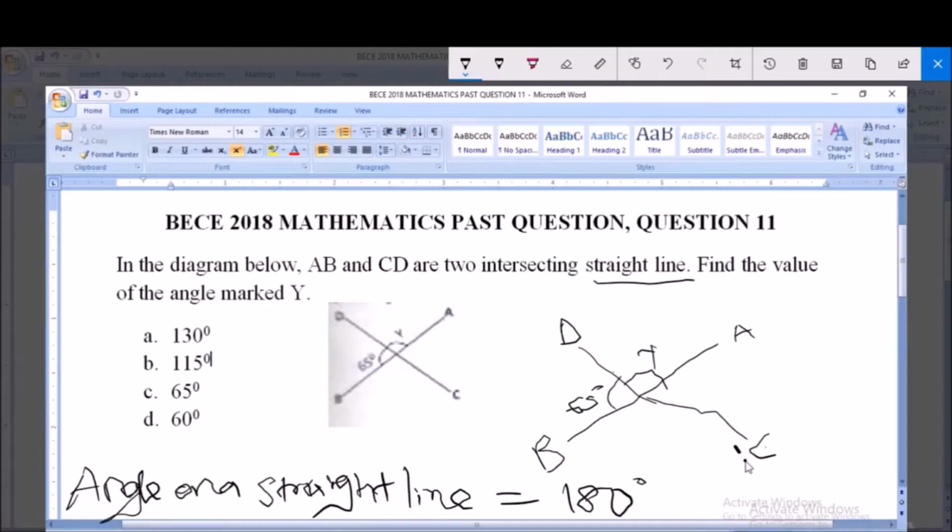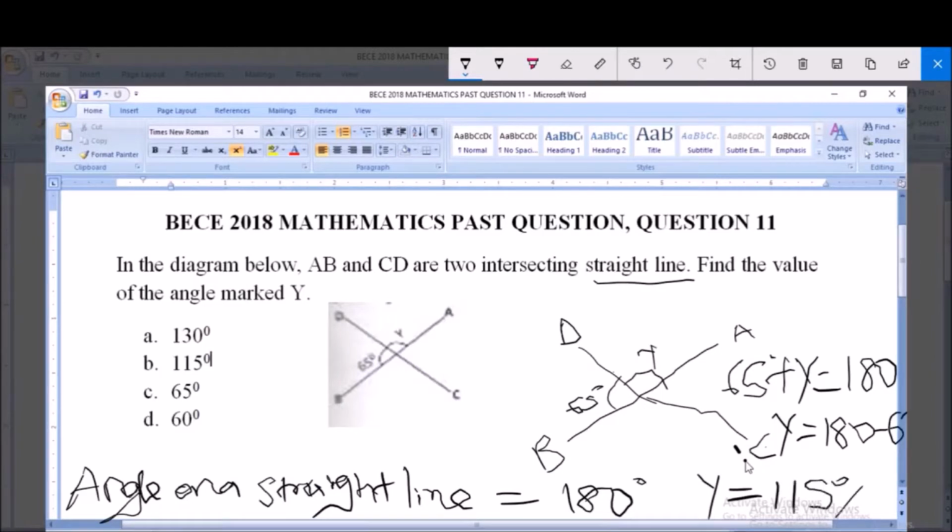So to find Y, what do we say? We say 65 degrees plus Y is equal to 180, because it's angles on a straight line. Angles on a straight line equal 180 degrees. So to solve this, 65 degrees plus Y is equal to 180. Now Y is equal to 180 minus 65. Therefore Y will be equal to 115 degrees. So the answer to this question is 115 degrees. From the options here, option B corresponds to our answer, 115 degrees.